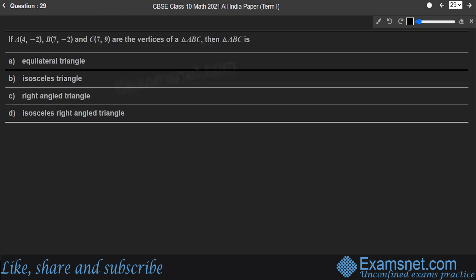Let us have the next one. If A equal to this, B equal to this, C equal to this are the vertices of triangle ABC, then triangle ABC is of what type? Obviously we are supposed to know the distances, then only can we find out whether it is equilateral, isosceles, and what type of triangle it is.